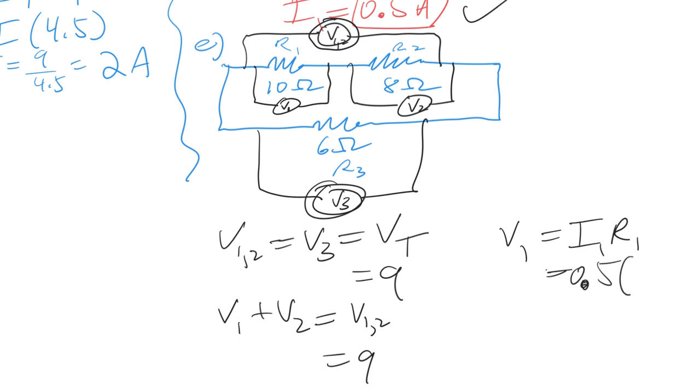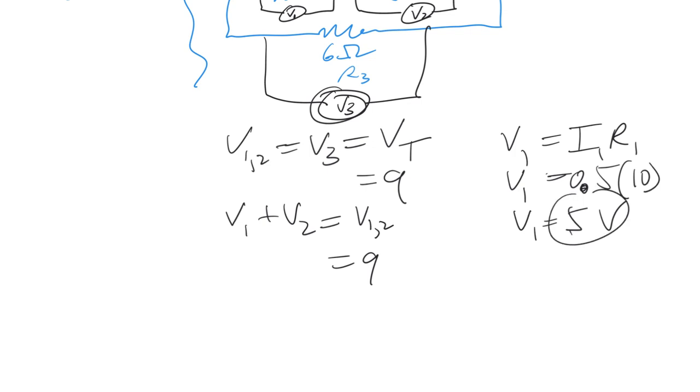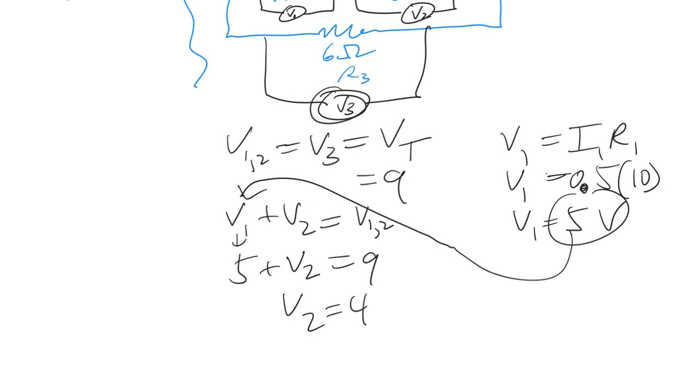And R1 is given as 10. So V1 is equal to 5 volts. So going back to here, 5 plus V2 equals 9. So V2 equals 4 volts.